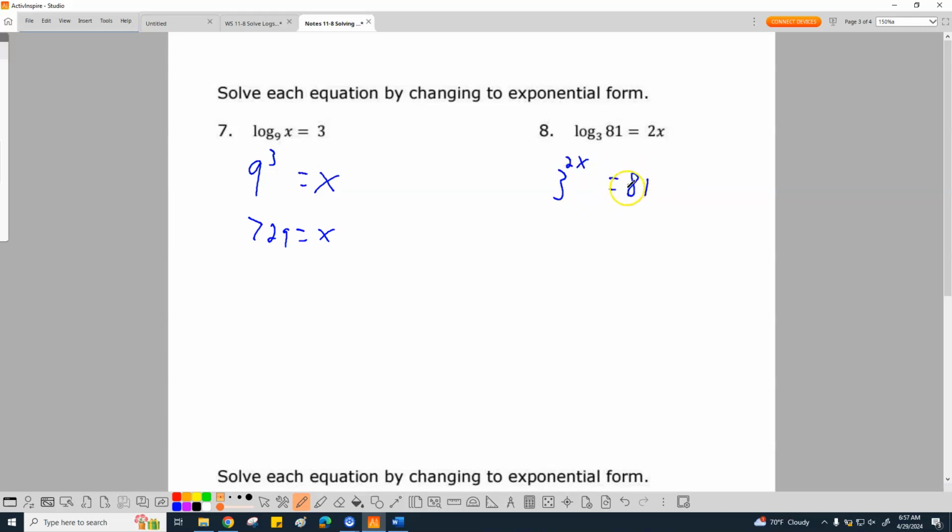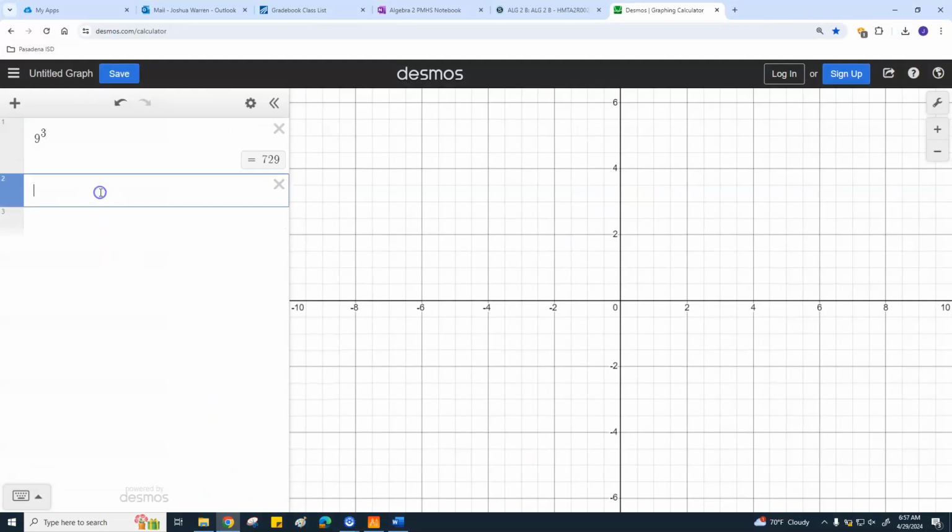Now check what I have to do with this 81. I need to change it into base 3. So when I do that, I'm going to change it into 3 to the 4ths. I end up with 3 to the 4ths. And if you typed in 3 to the 4ths on Desmos, you would get 81. That's where I'm getting that number.